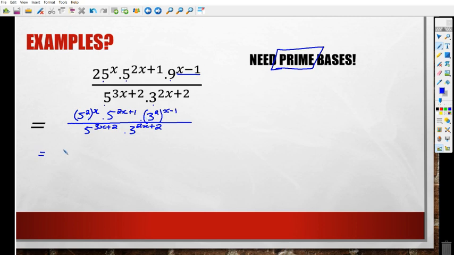Now let's simplify at the top a little bit. We've got x multiplied by 2, and we get 5 to the power of 2x. Then we've got 5 to the power of 2x plus 1, multiplied by... okay, careful here. A lot of students make a lot of mistakes here. We see that we've got this whole exponent, which is x minus 1, as a whole, multiplying with 2.